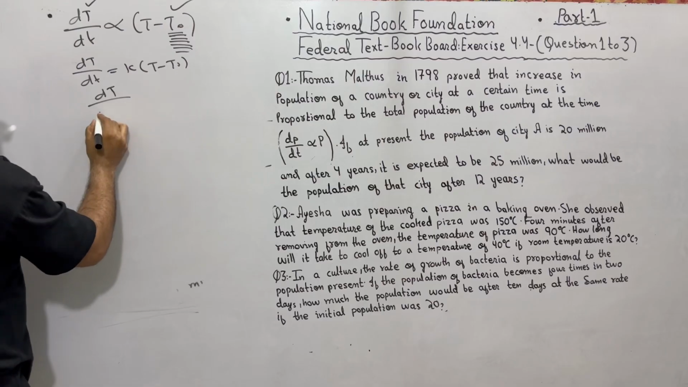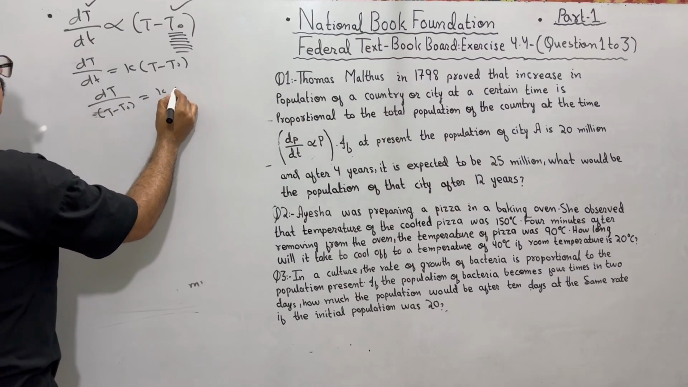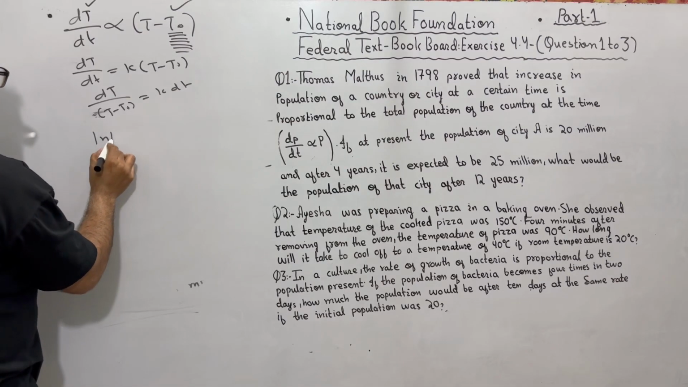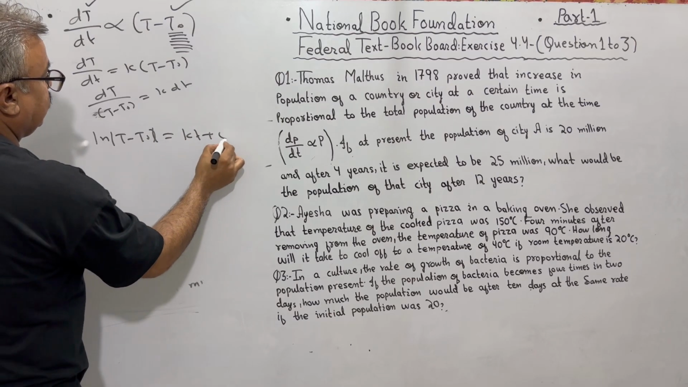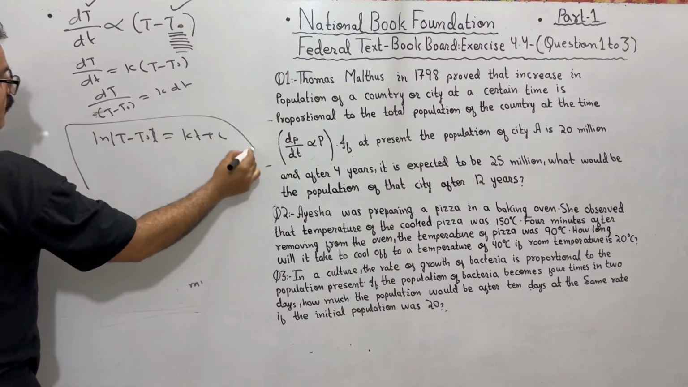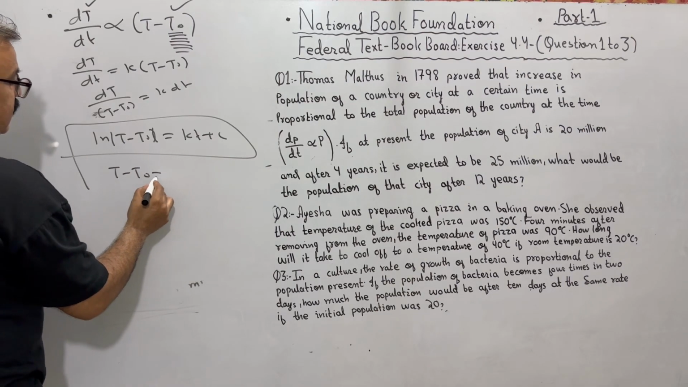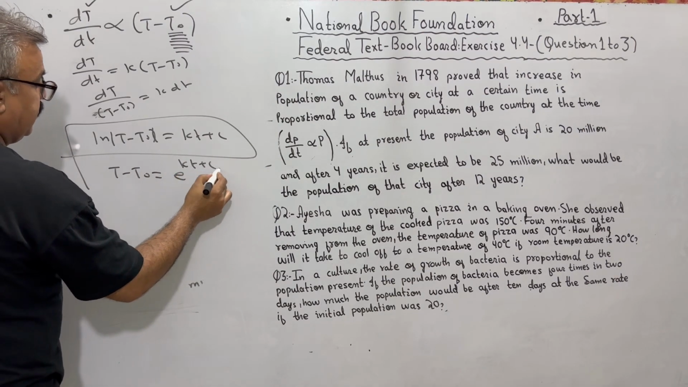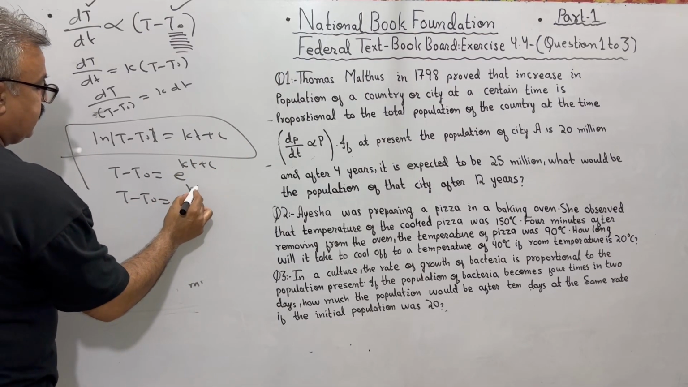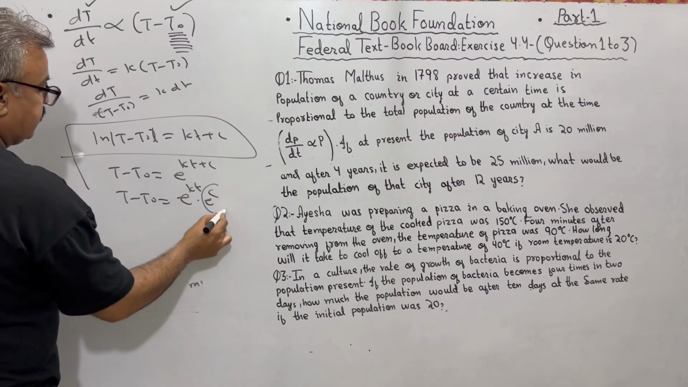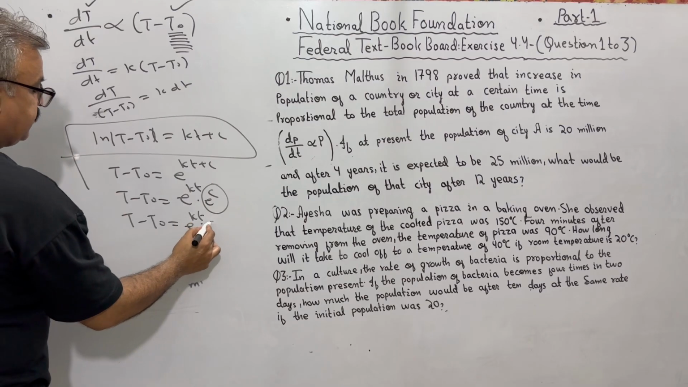It is a separable differential equation: dT over (T minus T naught) equals k times dt. We have ln(T minus T naught) equal to kt plus c. Taking e as a base, you have T minus T naught equal to e raised to kt plus c, which we did in the previous question. It can be written as e raised to kt times e raised to c. Another constant, let me plug in c1: e raised to kt times c1.